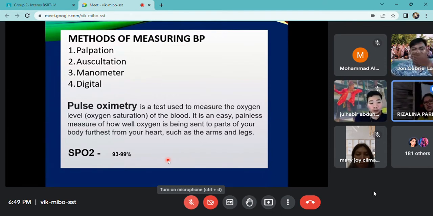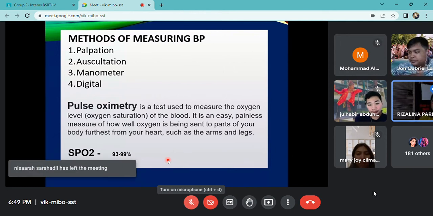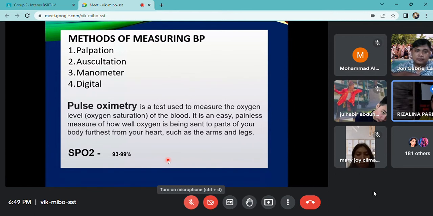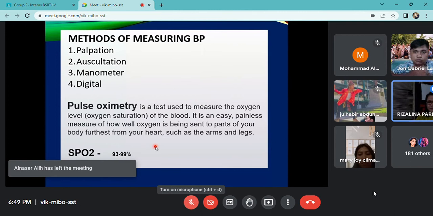Last vital sign is the pulse oximetry. A test used to measure the oxygen level, the oxygen saturation of the blood. It is an easy, painless measure of how well oxygen is being sent to the parts of your body furthest from your heart, such as the arms and the legs. So we have areas where the pulse oximetry is placed, preferably on the middle finger or the forefinger.